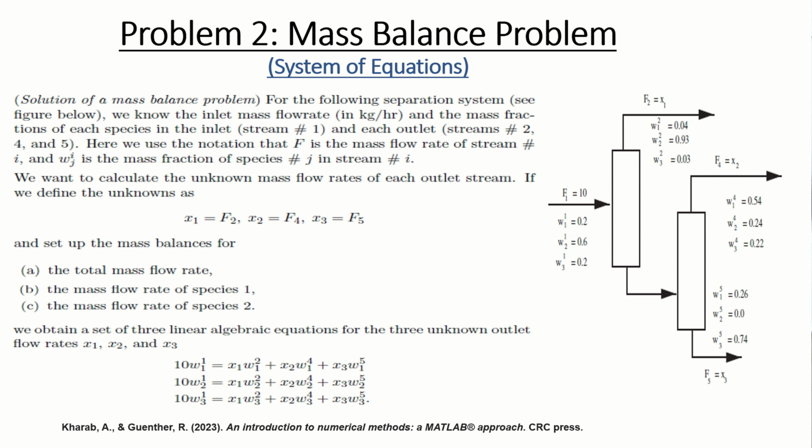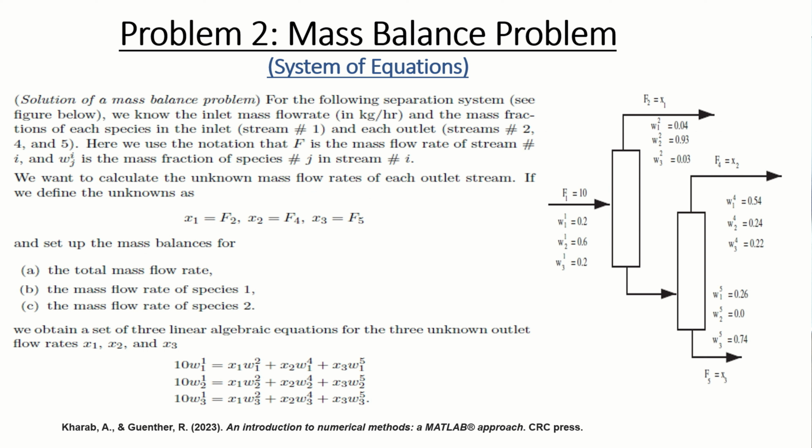So the outlets you see on the top is called F2, or maybe a second outlet, and then we have the fourth outlet and the fifth outlet. So we wish to find the values at the outlet. The mathematical problem that we develop from this mass balance problem, you can see at the end. That is the problem that we get.